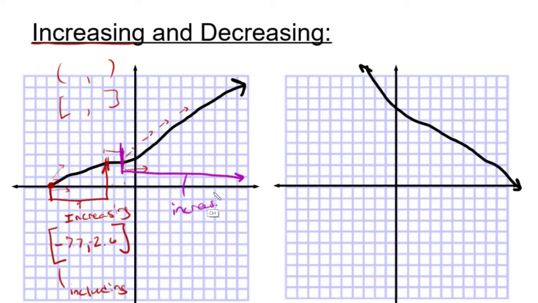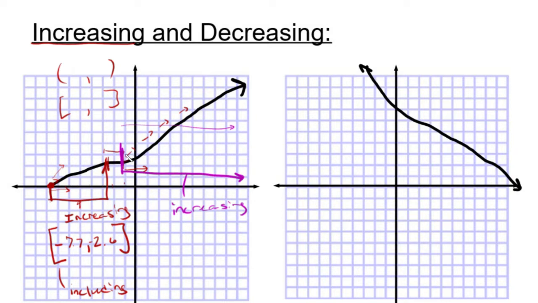Wow, I combined my E and my A to form a new letter. So it's still increasing because it's an increasing function. As your x's get bigger, your y's get bigger. All right. So this interval would be from this x value to infinity.